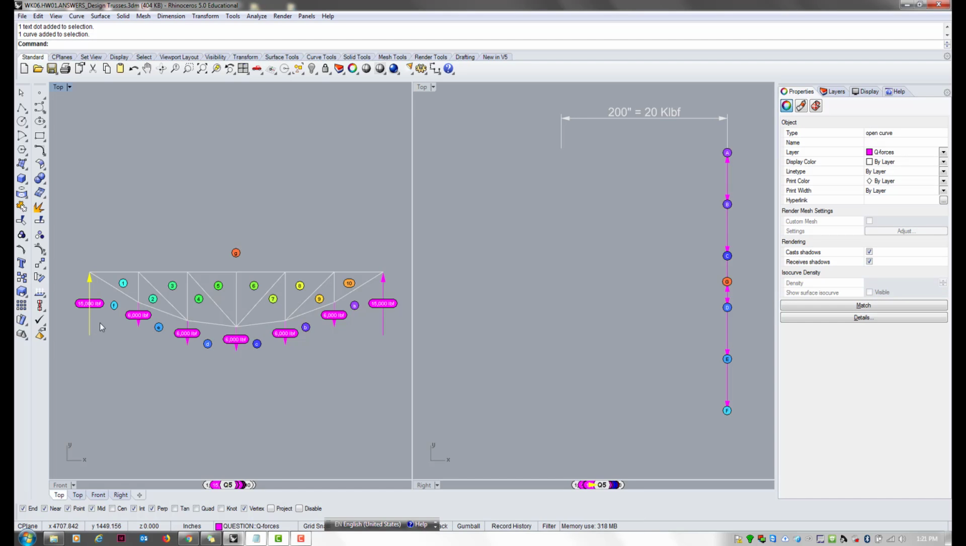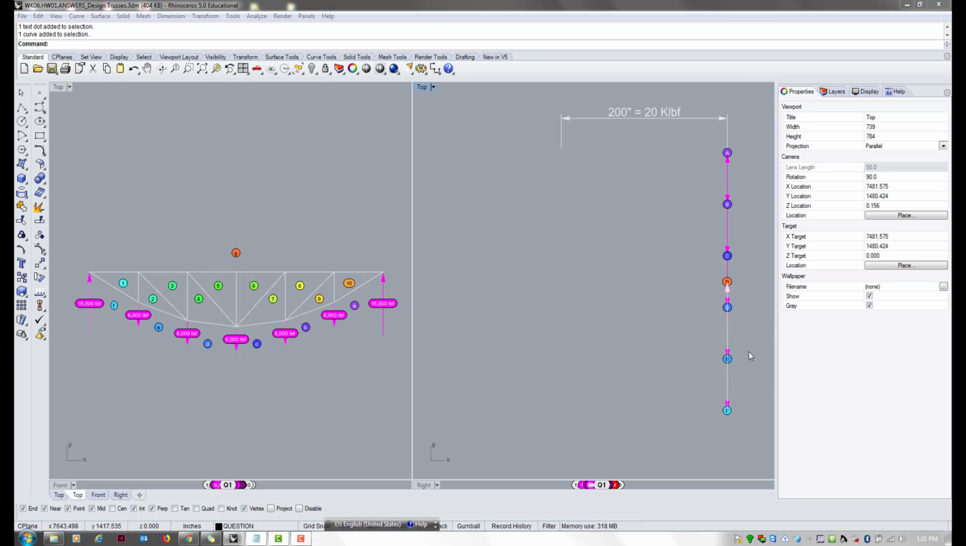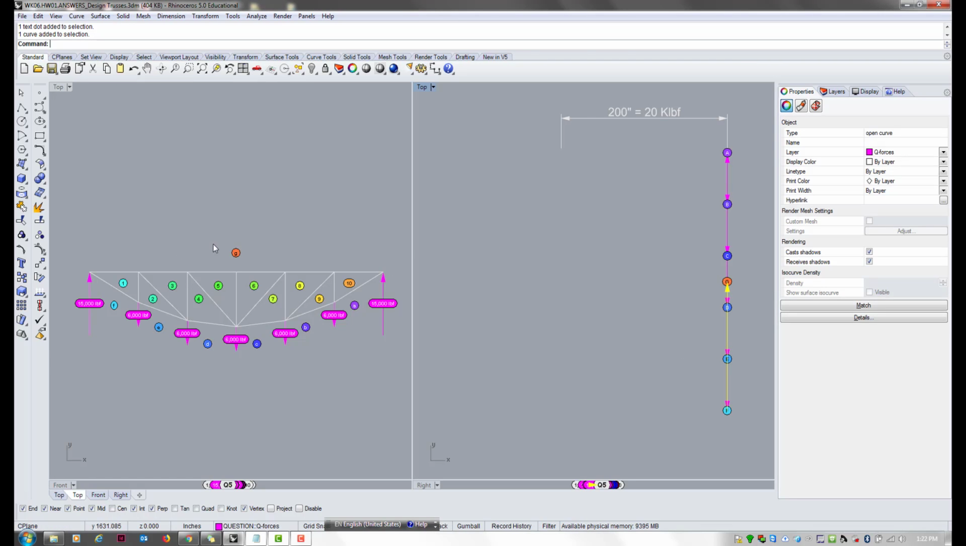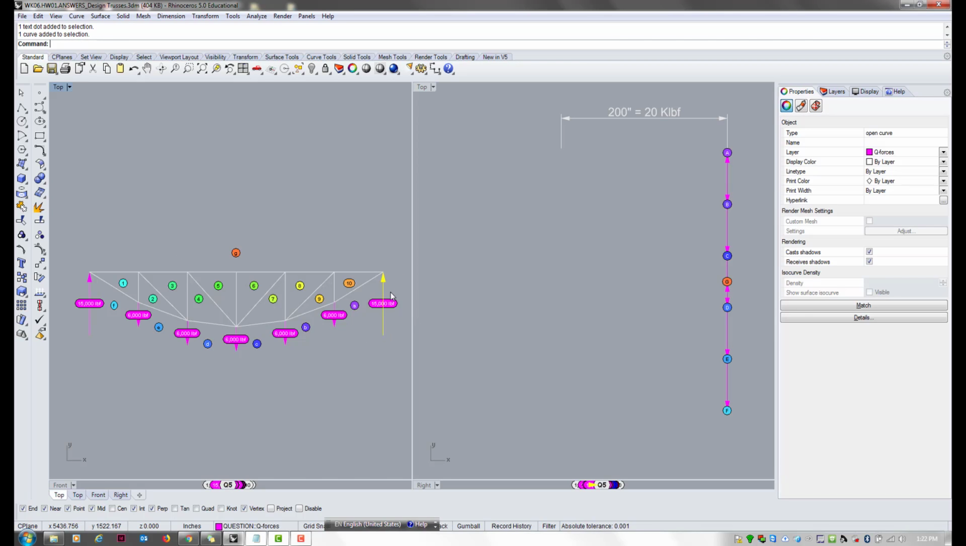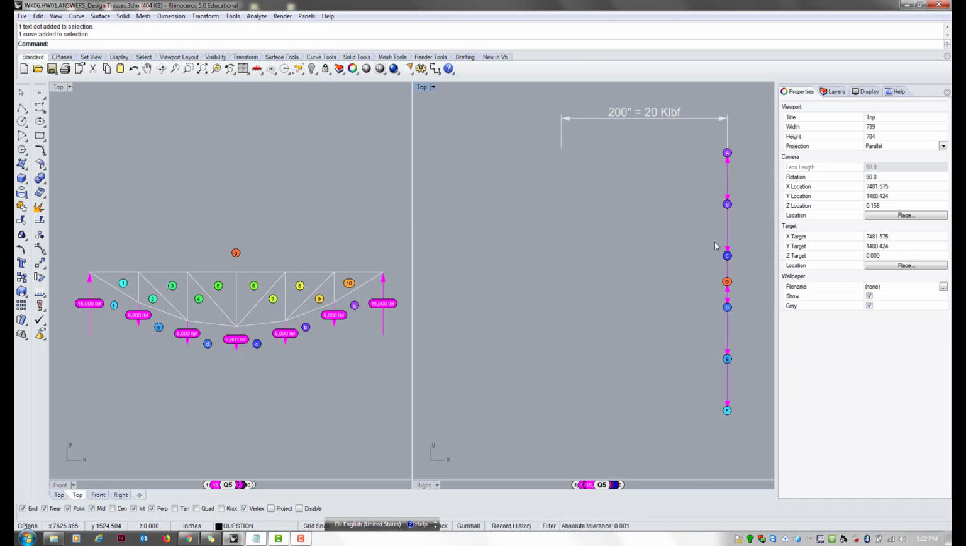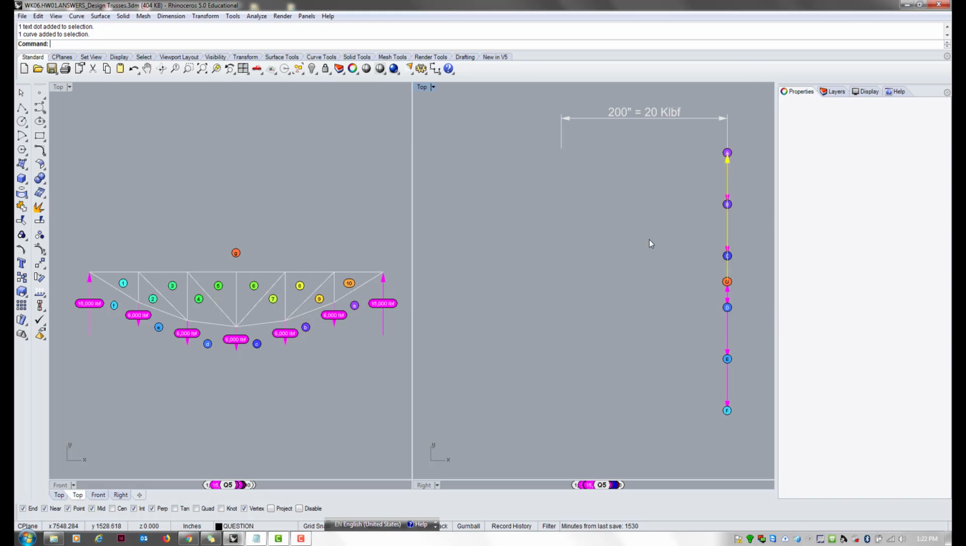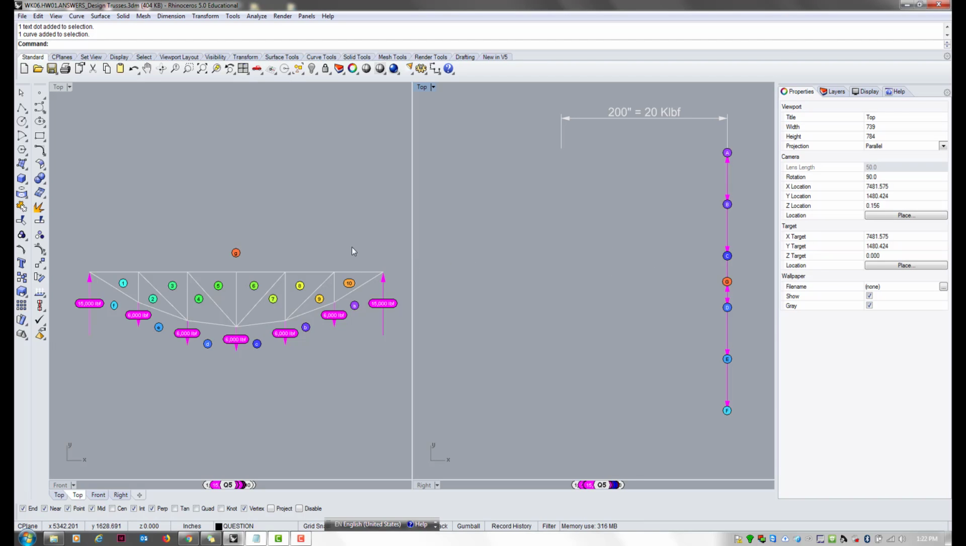Then the reaction on this side is FG, which is this upward force, and then the last one is going around and showing this GA, which is that last force. So now there is no conflict between the force diagram and the form diagram, so we can move forward.